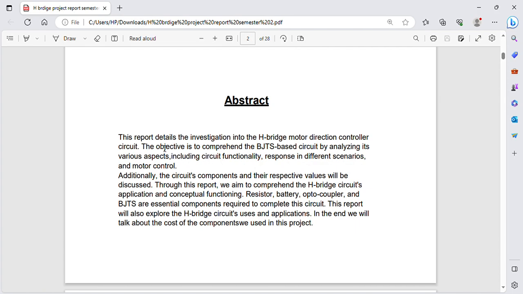This report details the investigation into the H-bridge motor direction controller circuit. The objective is to comprehend the BJT-based circuit by analyzing its various aspects, including circuit functionality, response in different scenarios, and motor control. Additionally, the circuit components and their respective values will be discussed. Through this report, we aim to comprehend the H-bridge circuit's applications and conceptual functioning. Resistors, battery, optocoupler, and BJTs are essential components required to complete this circuit. This report will also explore the H-bridge circuit's uses and applications. In the end, we will talk about the cost of the components we use in the project.